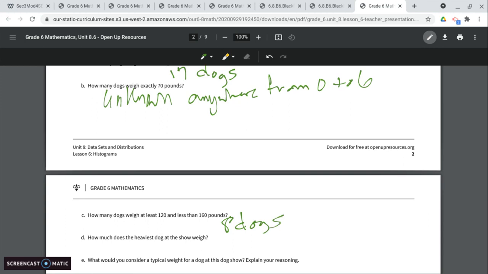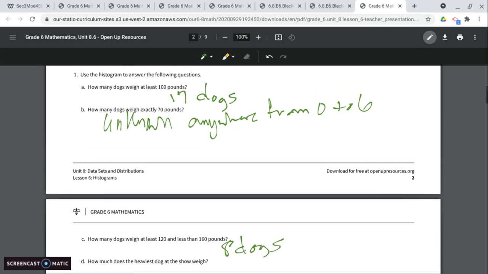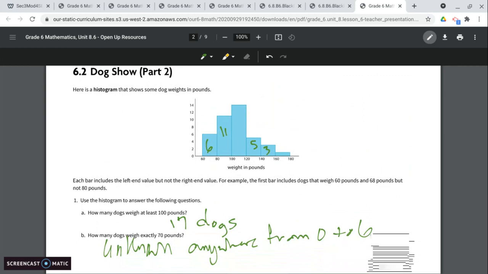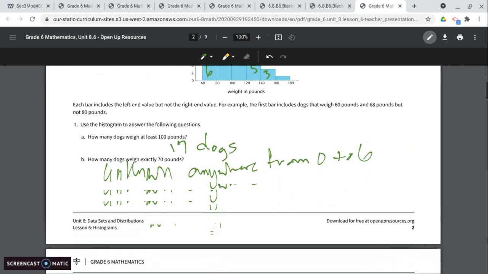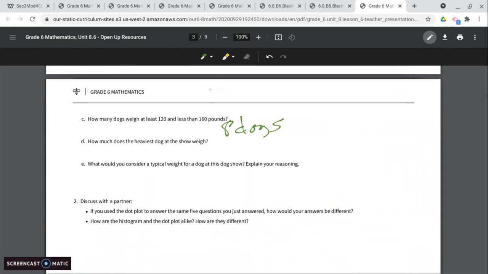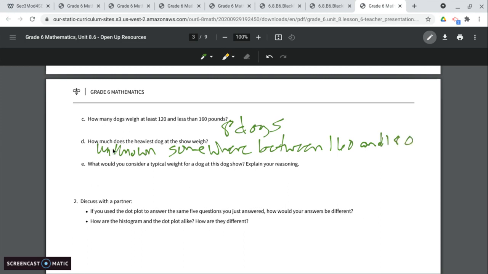How much does the heaviest dog at the show weigh? Well, once again, we don't know. We know the last bar, there's one dog that weighs between 160 and 180, but we don't know how much it weighs. So, unknown, somewhere between 160 and 180.